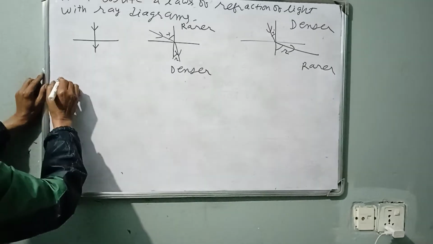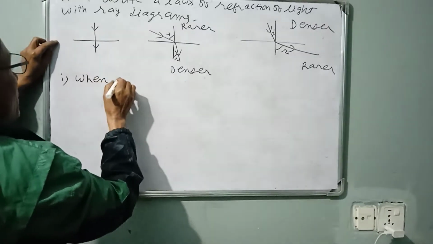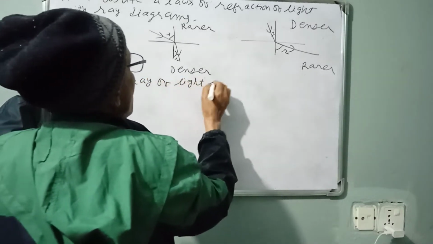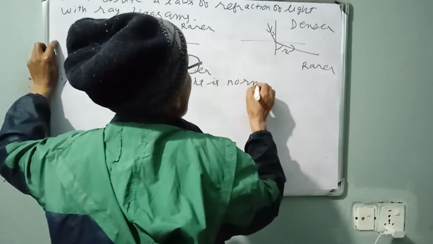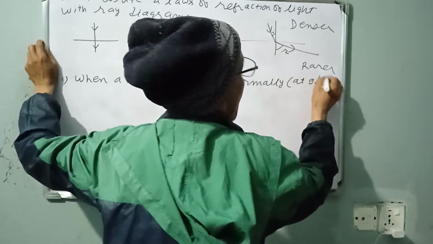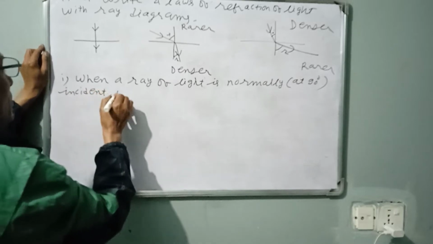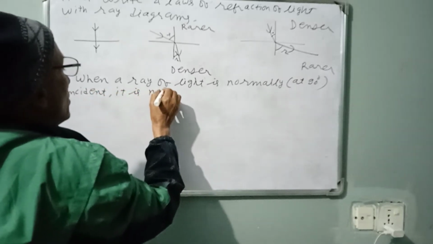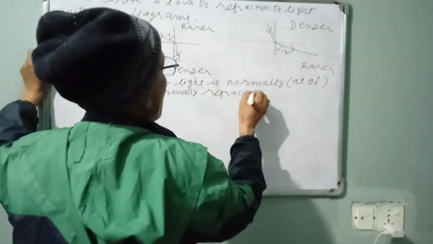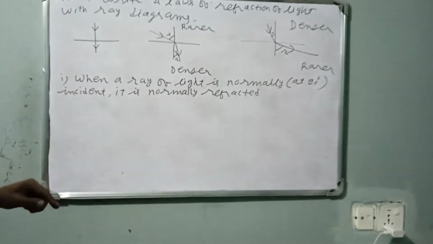What is the first law? First law. When a ray of light is normally, means at 90 degree, incident, it is normally refracted without bending. If a ray comes at 90 degree, strikes at 90 degree, it goes straight.